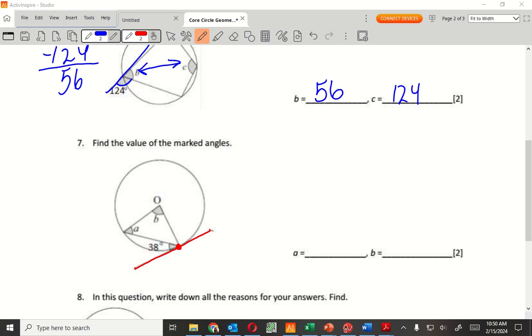Huh? We're dealing with the tangent line, right? Okay, so there's one, but that one's not it though. So a point of tangency. Where can we find the point of tangency?